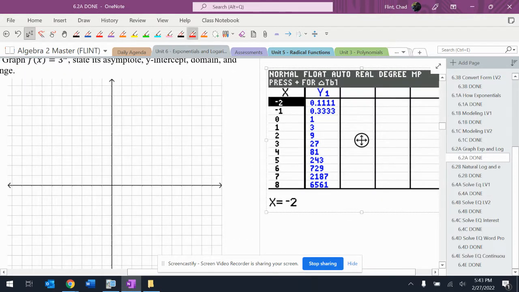All right, so (0, 1), I've got my thicker pen. (0, 1), (1, 3), and then (2, 9). And remember that all exponential functions have an asymptote, and they curve their way up.